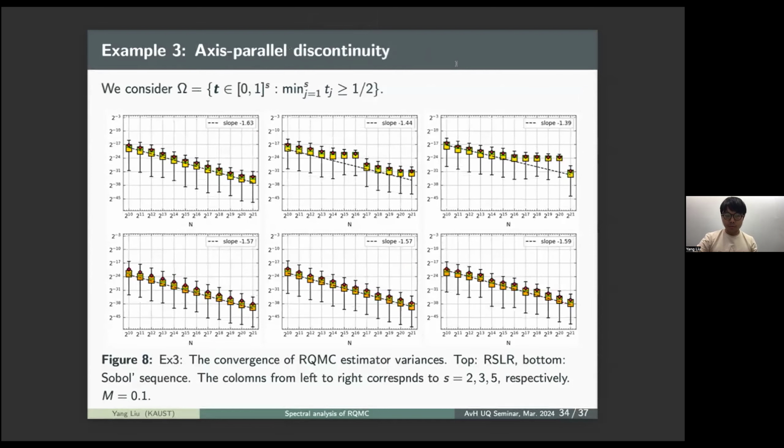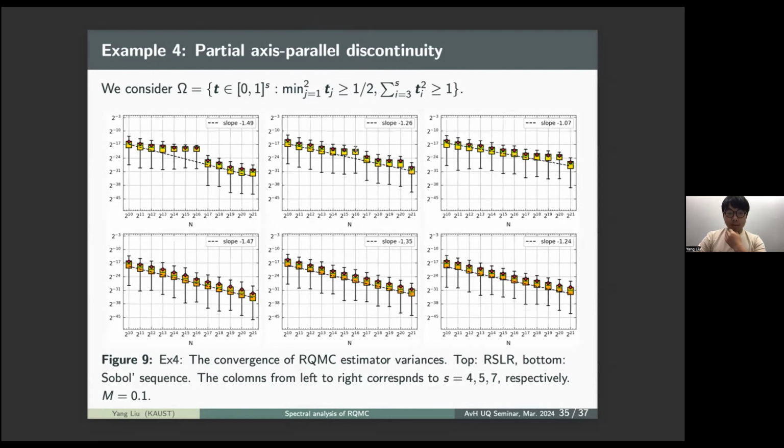And in the third example, I'm going to show the axis parallel type of discontinuity, where this omega is given by the minimum of these tj's, j from 1 to s, being larger or equal than 1/2. In these plots, we do not see the effect of the discontinuity, especially for the Sobol sequence. When I'm increasing the dimension from 2 to 5, we are always observing a convergence rate that is closer to minus 1.6, which is the effect of this m. And for the lattice rule, when we increase the dimension, we see this non-asymptotic effect.